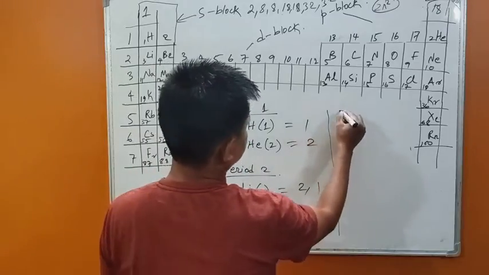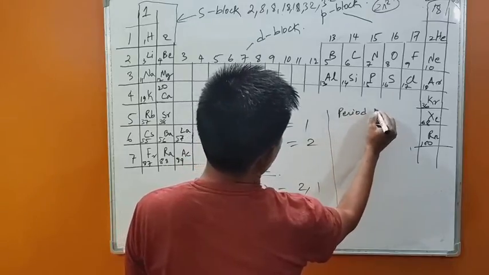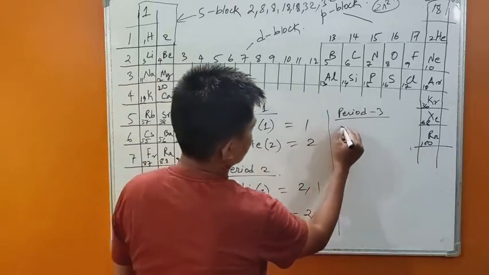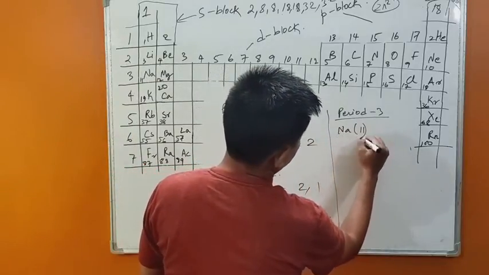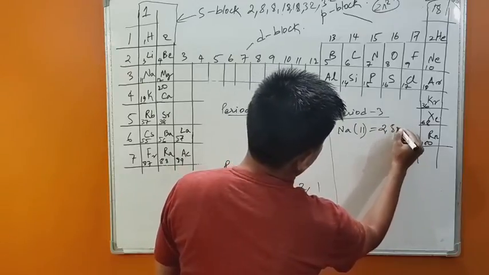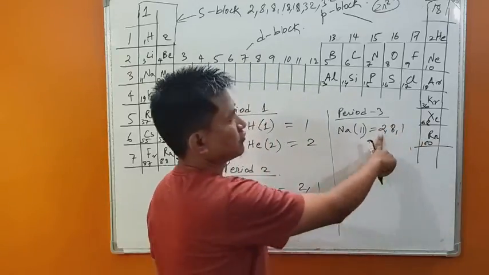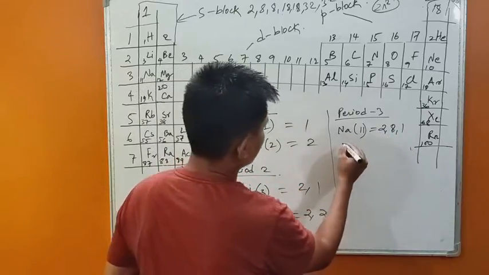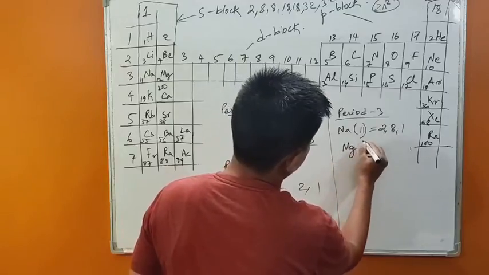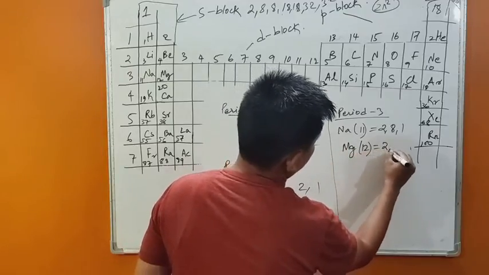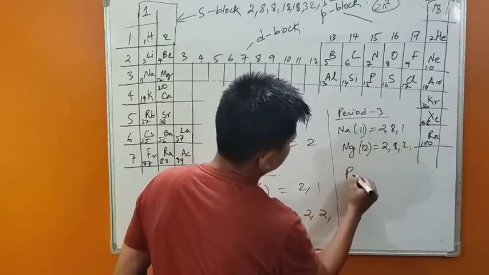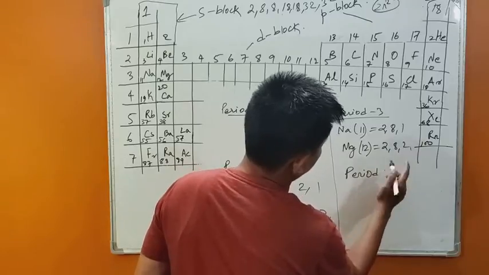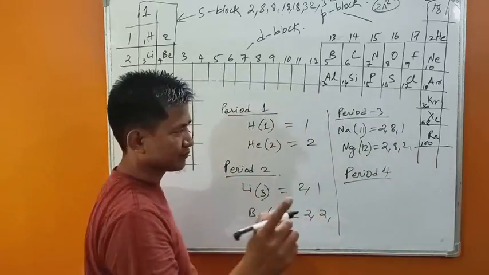Similarly, period 3, sodium and magnesium. Sodium, atomic number 11, means 2, 8, 1. 2 electrons in the first orbit, 8 electrons in the second orbit, 10. 10 plus 1 is 11. Sodium, then comes magnesium, atomic number 12. So 2, 8, 2. Period 4. Okay. Period 4. Are you getting me?